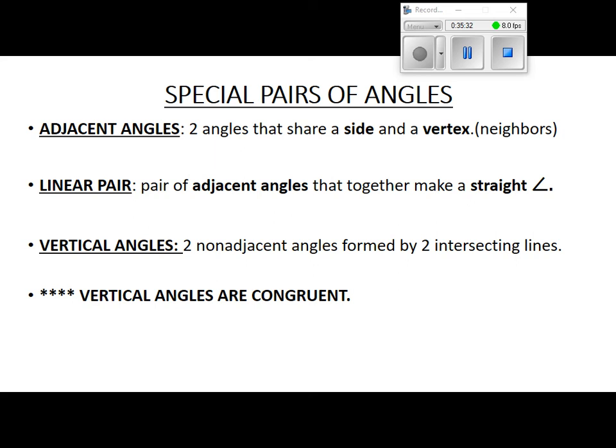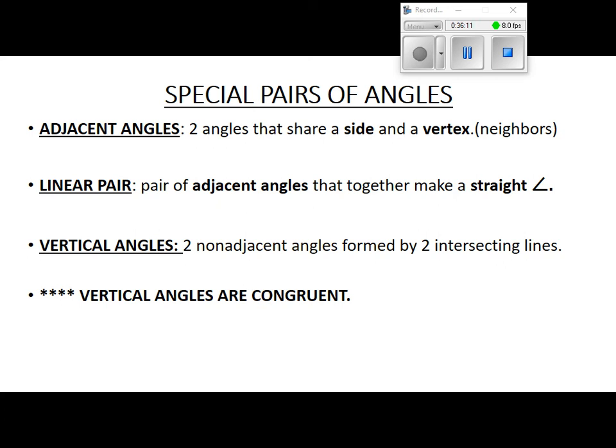Linear pair. What do you think it means? First of all, what's a pair? Two. Not three, not four, not one, two. So it's a pair, and what do you think linear means? Line. So it's a pair of angles that together make a line, or a straight angle. Vertical angles. Vertical usually means going up and down, doesn't it? Yeah. Horizontal means going side to side. But that's not what this vertical means.